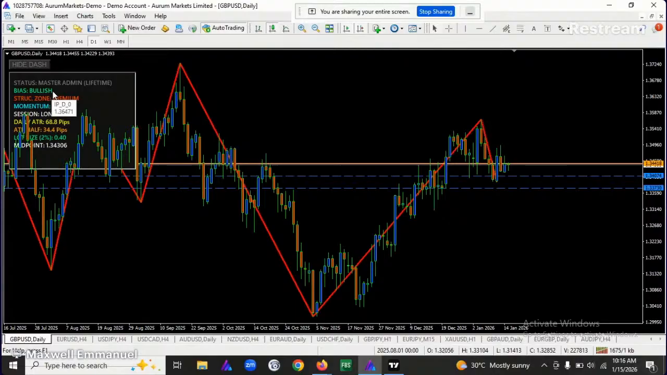Okay, my bias is still bearish. So what I'm waiting for is for this daily bias to change from bullish to bearish. Price is already at a premium area. So that is all I'm waiting for.